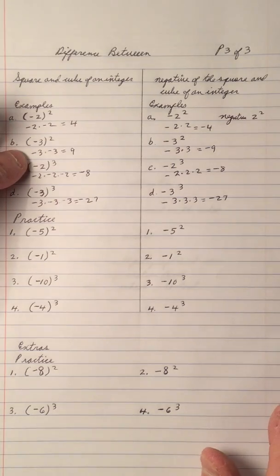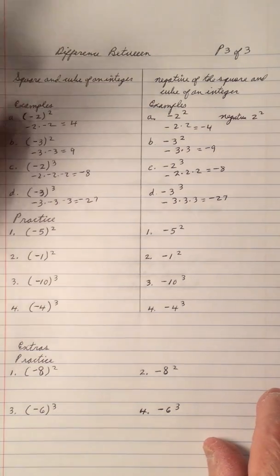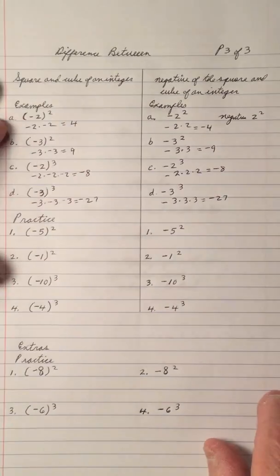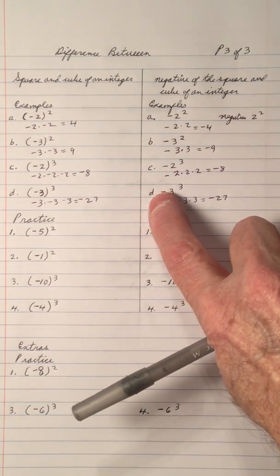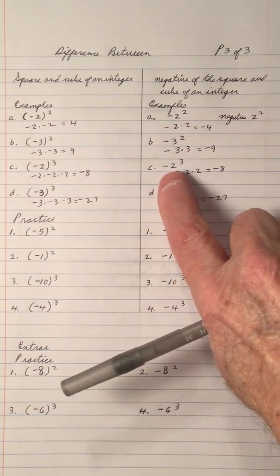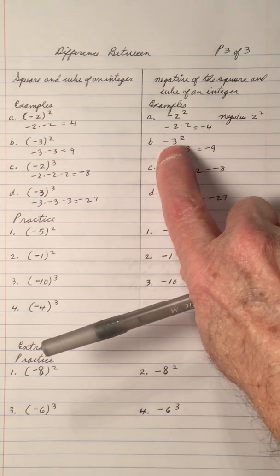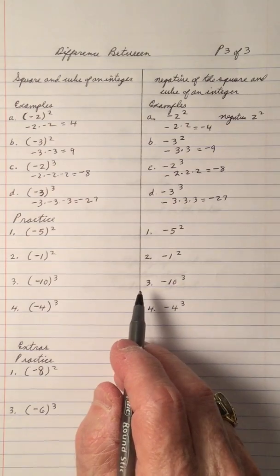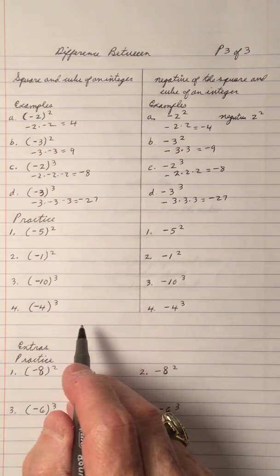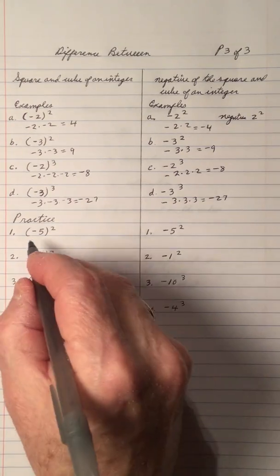Be careful. If it's in brackets, then you're working on squaring and cubing each of those numbers. But over here, it's guaranteed to be negative because it's the negative of 3 cubed, the negative of 2 cubed, the negative of 3 squared. Practice these, pause, work them out, and come back and see if you're right.